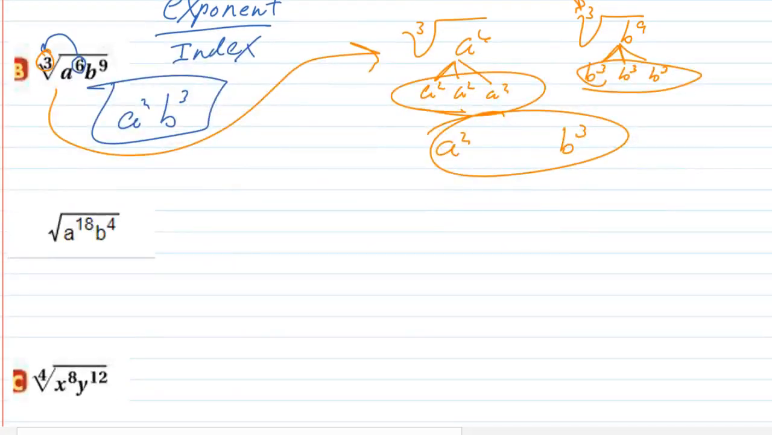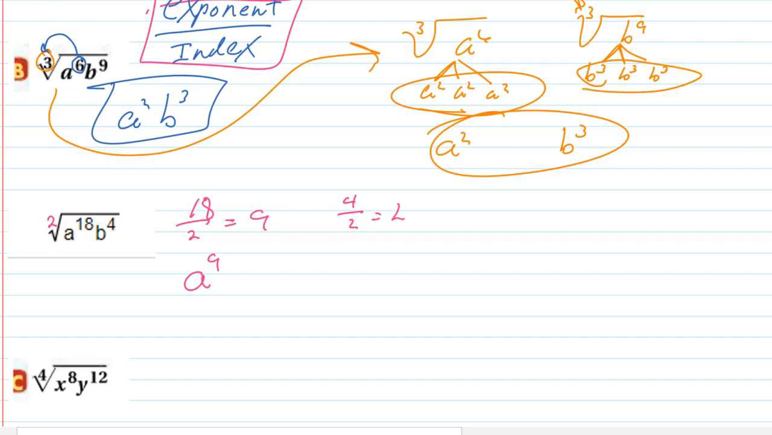Now, I expect you to use the fast, easy way: exponent divided by index. Here I have the square root of a to the 18th b to the power of 4. If it's a square root, that means my index is 2. So 18 divided by 2 is equal to 9. It gives me a to the power of 9. And then b to the power of 4 divided by the index: 4 divided by 2 is 2. b to the power of 2.